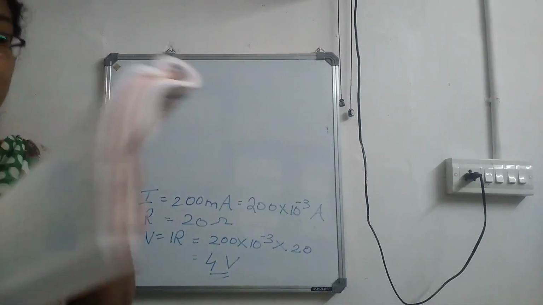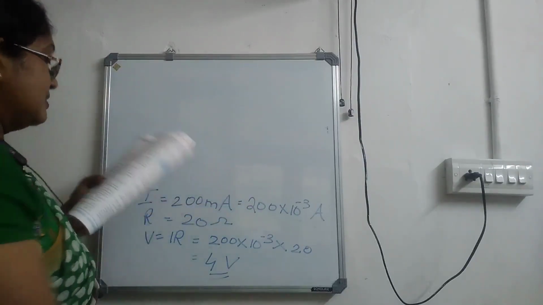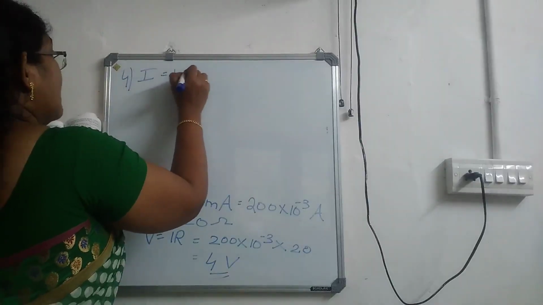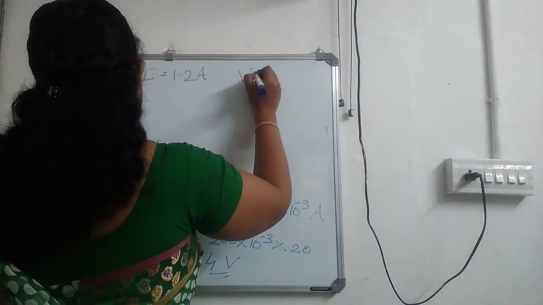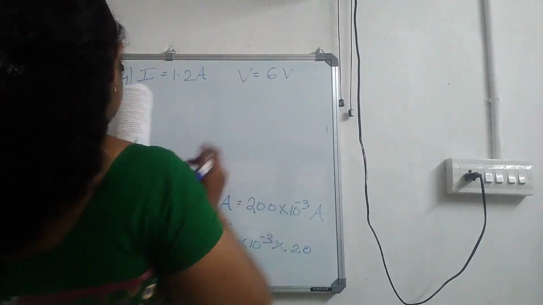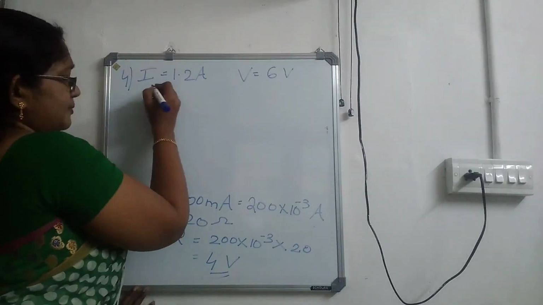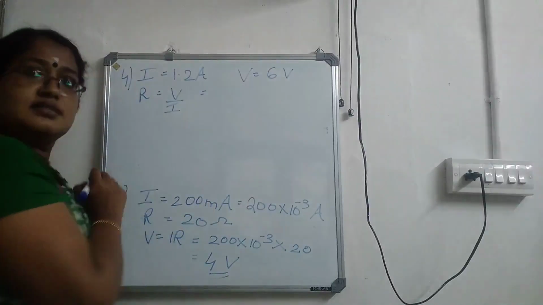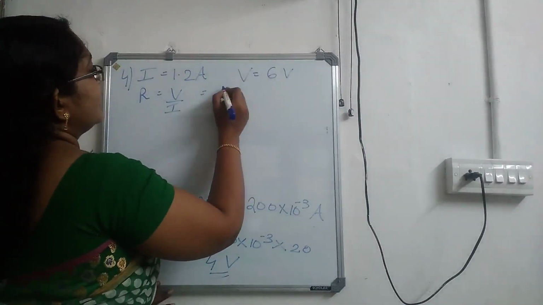An electric bulb draws 1.2 ampere current at 6 volt. So current is given as 1.2 ampere and potential is given as 6 volt. Find the resistance. So what is the equation? R is equal to V by I, isn't it? V equal to IR. So R is equal to V by I.